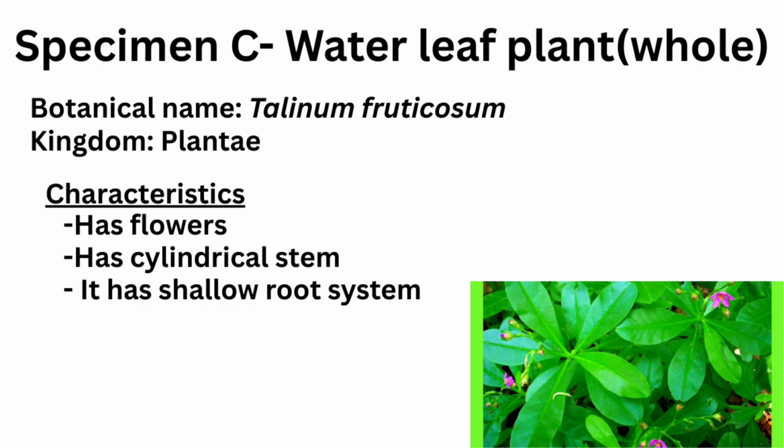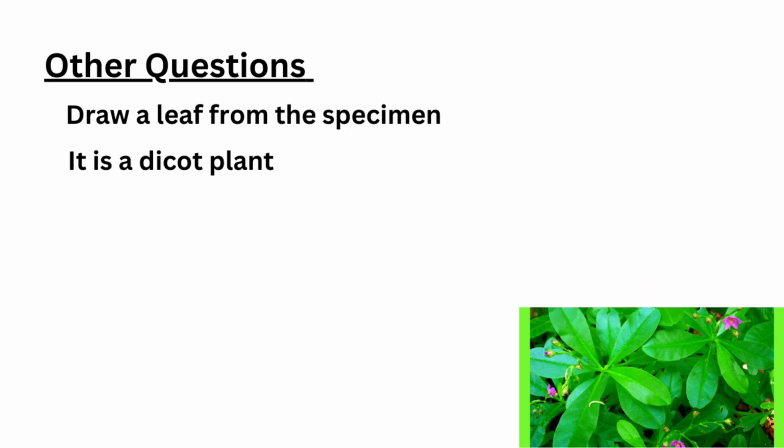So that's that. Other questions include draw a leaf from the specimen. So you can be asked to draw a leaf. So what you just do is pluck out a leaf, place it in front of you, and draw what you see. Draw what you see, label appropriately, put your title, very important. Title is even more important. So put your title there and put your magnification.